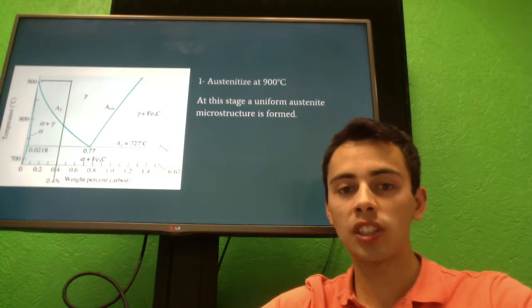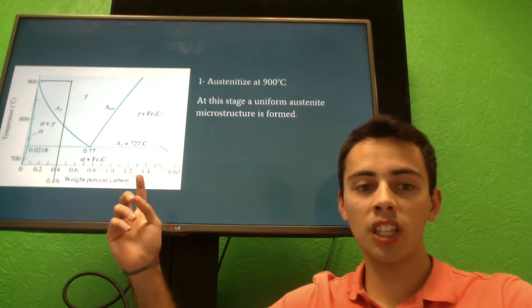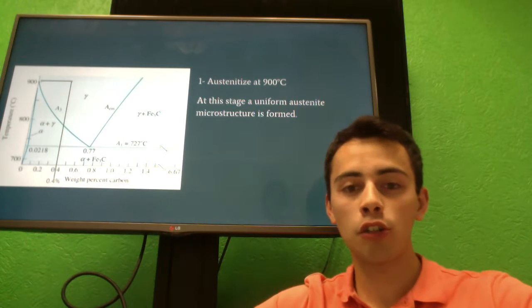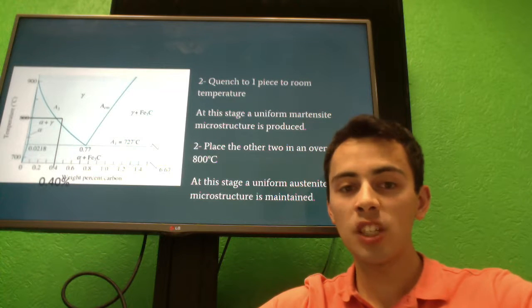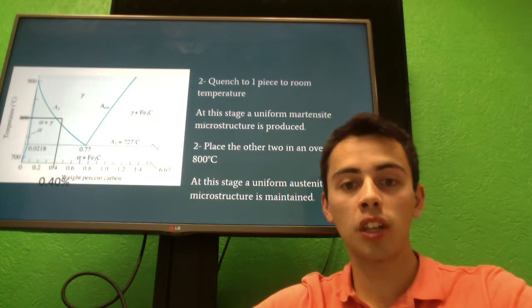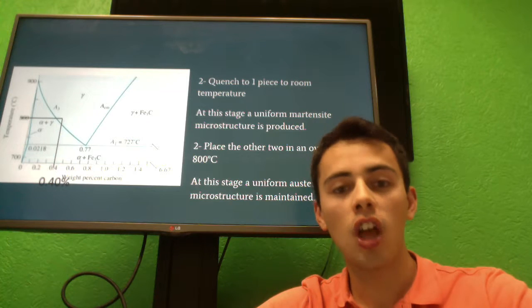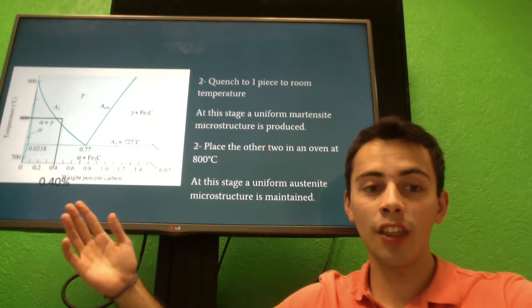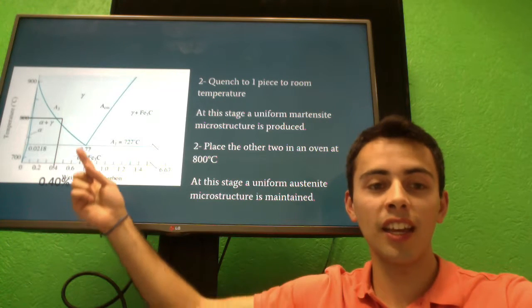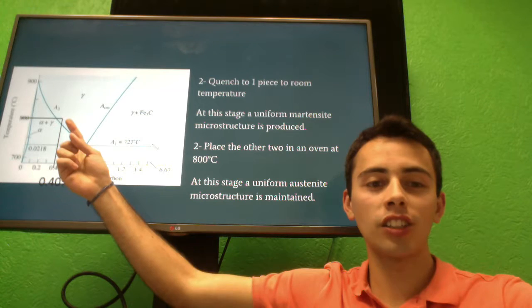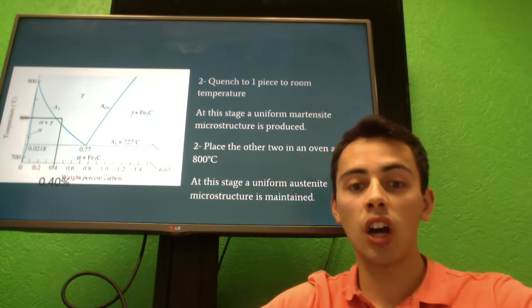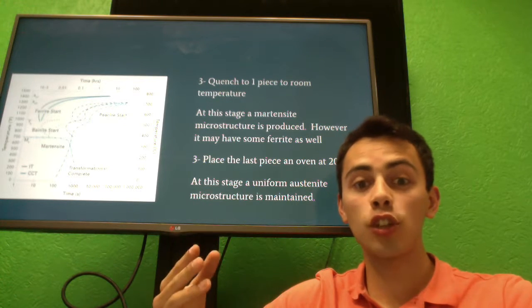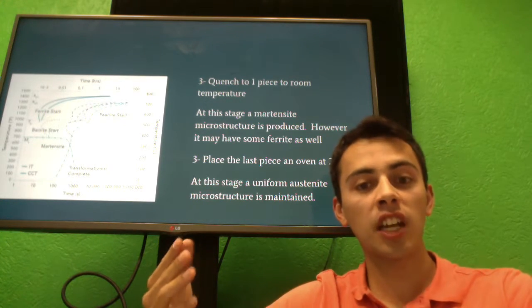The first step was to austenitize at 900 degrees, and we can see from the diagram that at 0.4% carbon we form a uniform austenite microstructure at 900 degrees. Then one of the pieces was quenched to room temperature, therefore producing a uniform martensite microstructure, while the other 2 were placed in the oven at 800 degrees. Again, on this diagram, we can see that at 800 degrees we are still in the austenite zone. Therefore, the austenite microstructure is maintained. After this, one of the pieces was quenched to room temperature, producing a martensite microstructure.